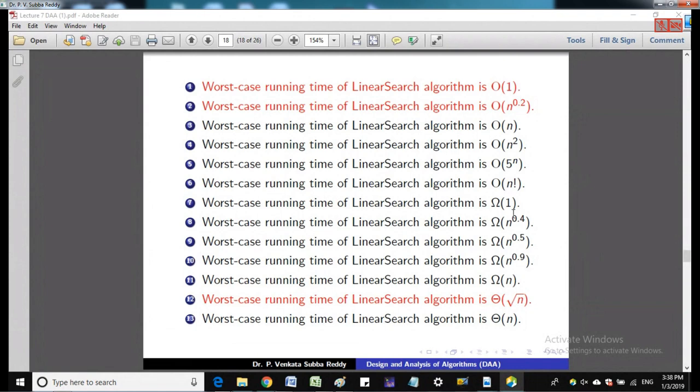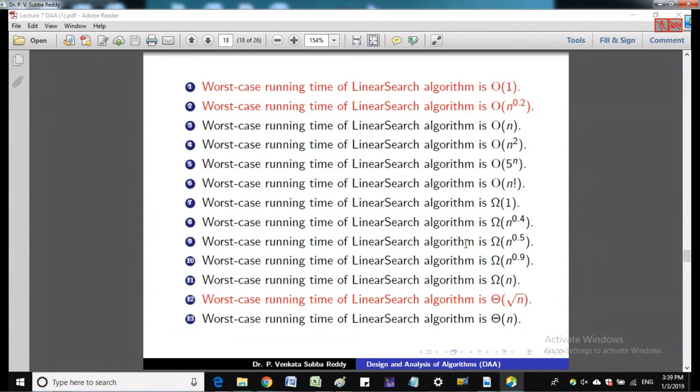Here I represented big O, big omega, and theta also. Is it correct or not? This is also correct. Why? Because here n is less than or equal to n, n less than or equal to n square, n less than or equal to 5 power n, n less than or equal to n factorial. Correct. n greater than or equal to 1, correct. n greater than or equal to n power 0.4, correct.